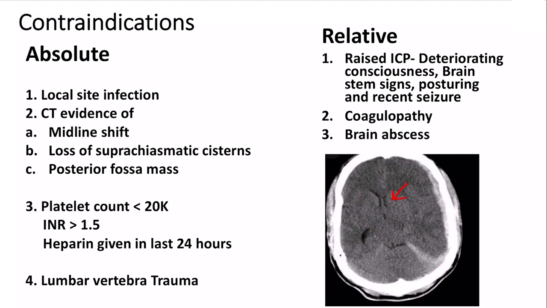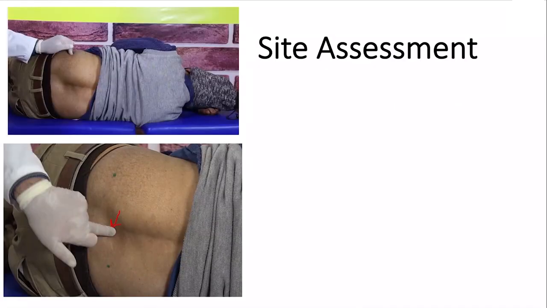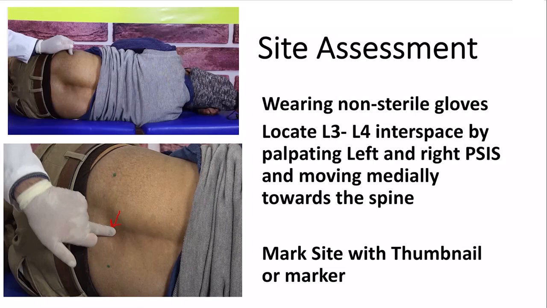And in a case of a brain abscess, because anyway this can contribute to raised ICP, it is a relative contraindication. Coming to the site assessment, you can wear non-sterile gloves and you have to locate the L3, L4 interspace by palpating the left and the right posterior superior iliac spine and then moving medially towards the spine.